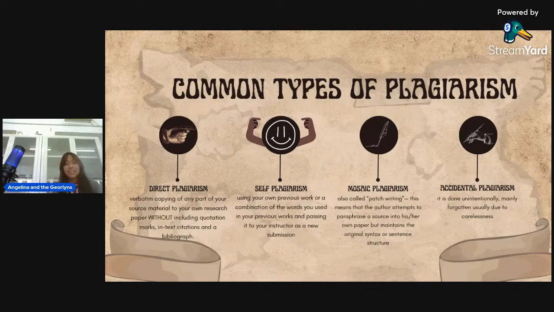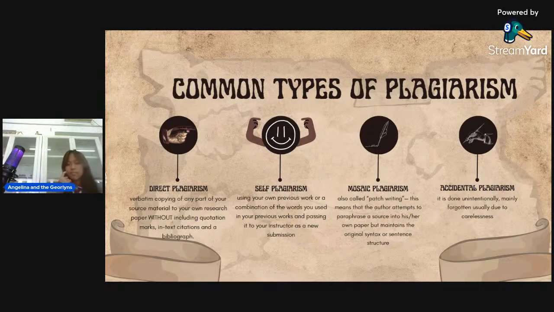Self-plagiarism. You're plagiarizing yourself, using your own previous work or a combination of the words you used in previous works and passing it to your instructor as a new submission. I would see self-plagiarism as a way of ignorance and laziness, because even though you made it, you still have to cite yourself because it is in another article, it is in another source. You can't just put from one research paper to another that you made. Even though it is still yours, you still have to cite it.